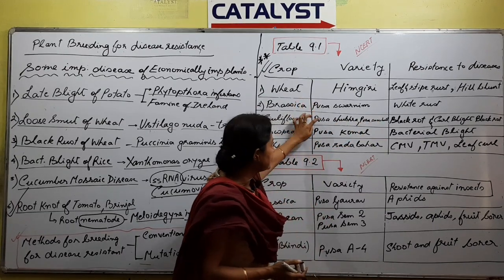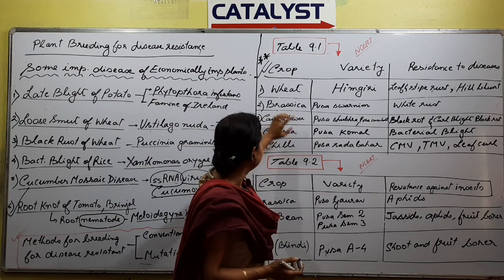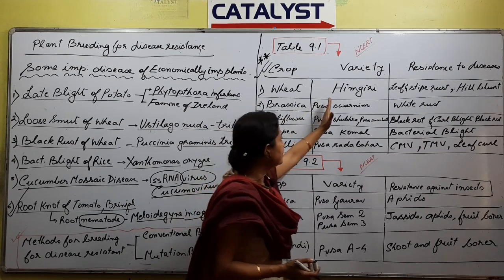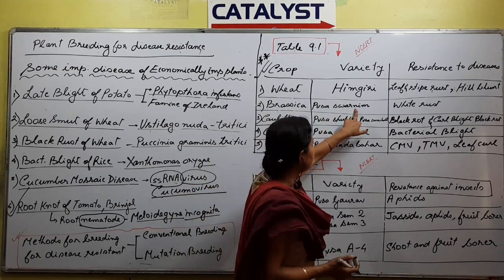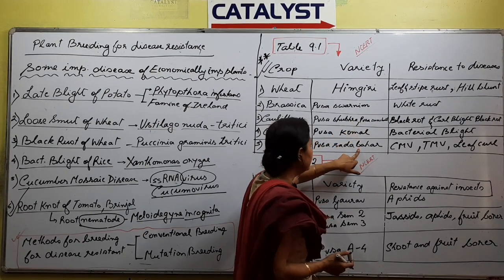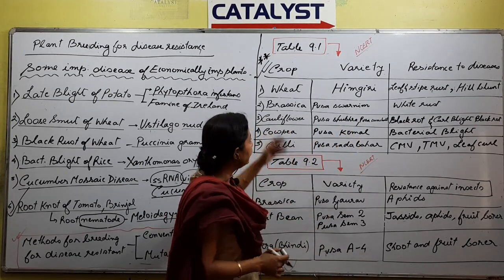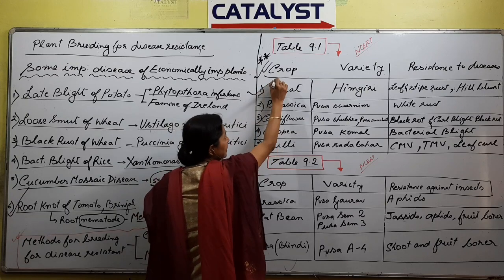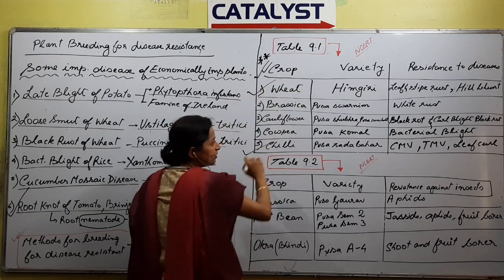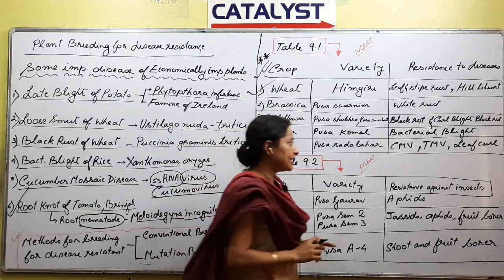If you see, Pusa is something that is common to all, from second to fifth. What you need to remember is Swarnim, Shubhra, Komal, and Sadabahar, right? Generally, in this chart, maximum questions come from wheat, and questions also come from chili. So this part we will study well.